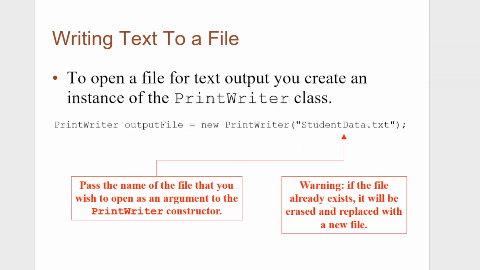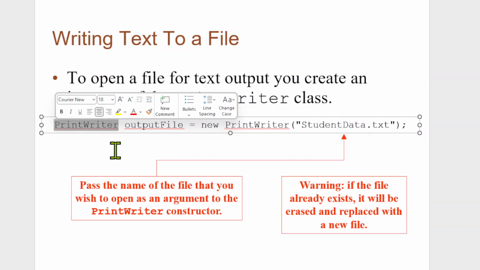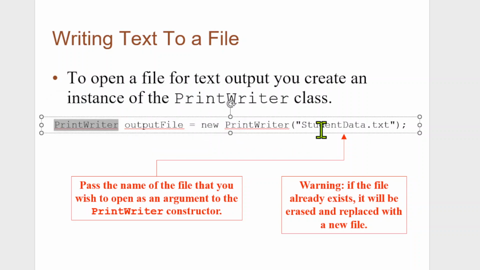And we're just going to go and look at the code. Writing to a file is pretty simple. We use this thing called the PrintWriter class. It's just like bringing in, or instantiating, your scanner. So we're going to say output file equals new PrintWriter, and then that's the name of the file. Okay.